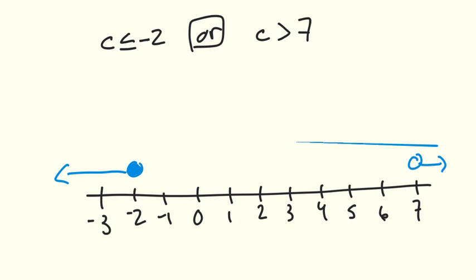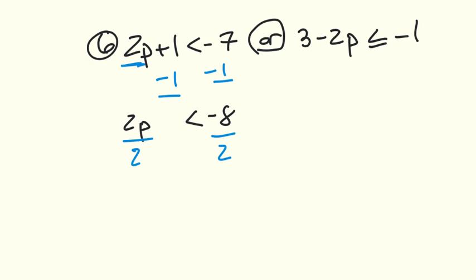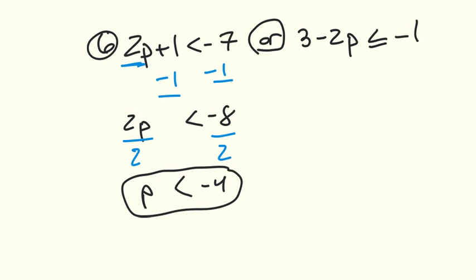All right, next. So again, it's an OR statement. So we're going to have to solve the two inequalities separately. We want to isolate the term that has the variable in it by subtracting 1 on both sides. That's going to leave us with 2p less than negative 8. And then we want to isolate the variable itself by dividing by the coefficient. That's the 2. And that's going to leave us with p less than negative 4.